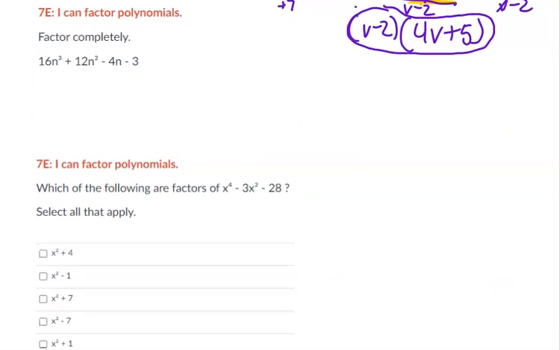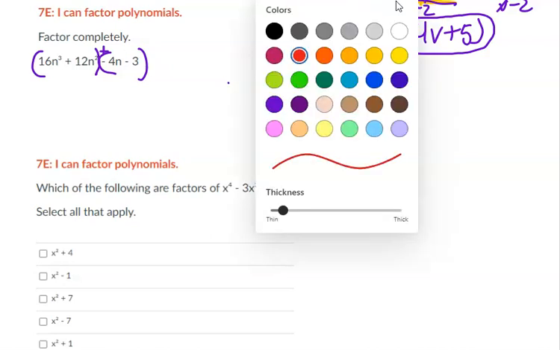7e, I can factor polynomials. Factor completely. 16n cubed plus 12n squared minus 4n minus 3. So for this one, we want to make our groups. We will put a plus sign in between these so that we're not multiplying them. And now we're going to take out the greatest common factors.